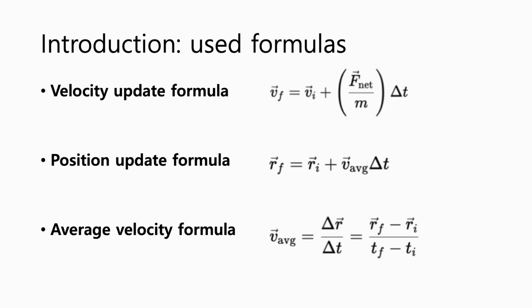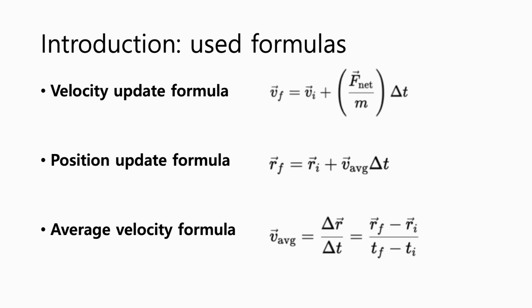Here are the formulas that were used for this experiment. The velocity update formula states that final velocity equals initial velocity plus F net over mass, which is acceleration, times change in time. When net force is zero, the change in velocity is also zero.